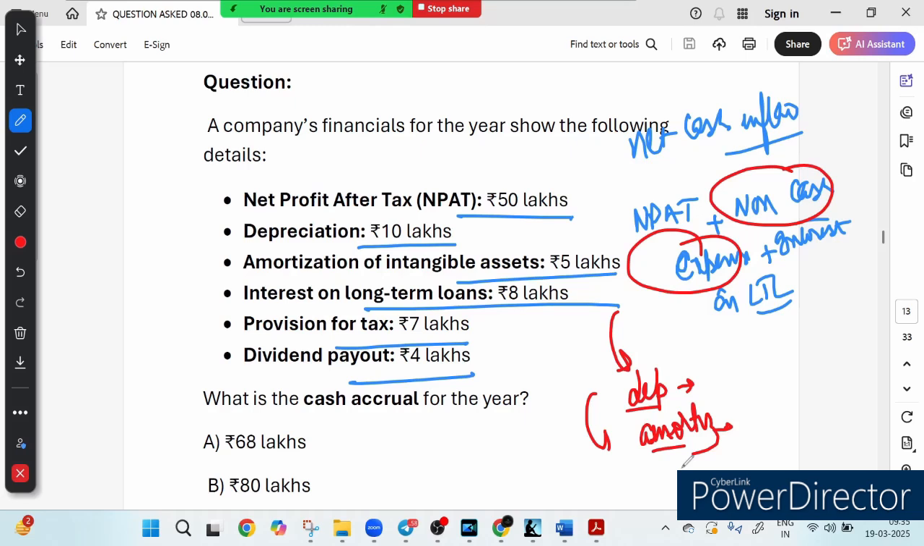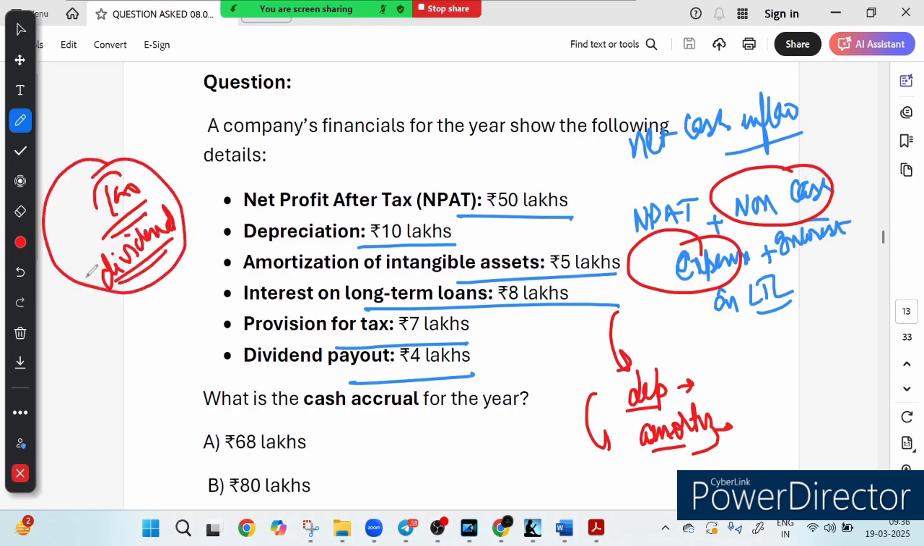Right? So remember, tax provision and dividend are not included in the cash accrual. Remember this thing, very very important. Tax payment and dividend are not included in cash accrual. Why are they not included? Because tax provisions are estimated future liability, not actual cash outflow, and dividend payout represents a distribution of profit, not an operational expense. So that is why these two things are not included.